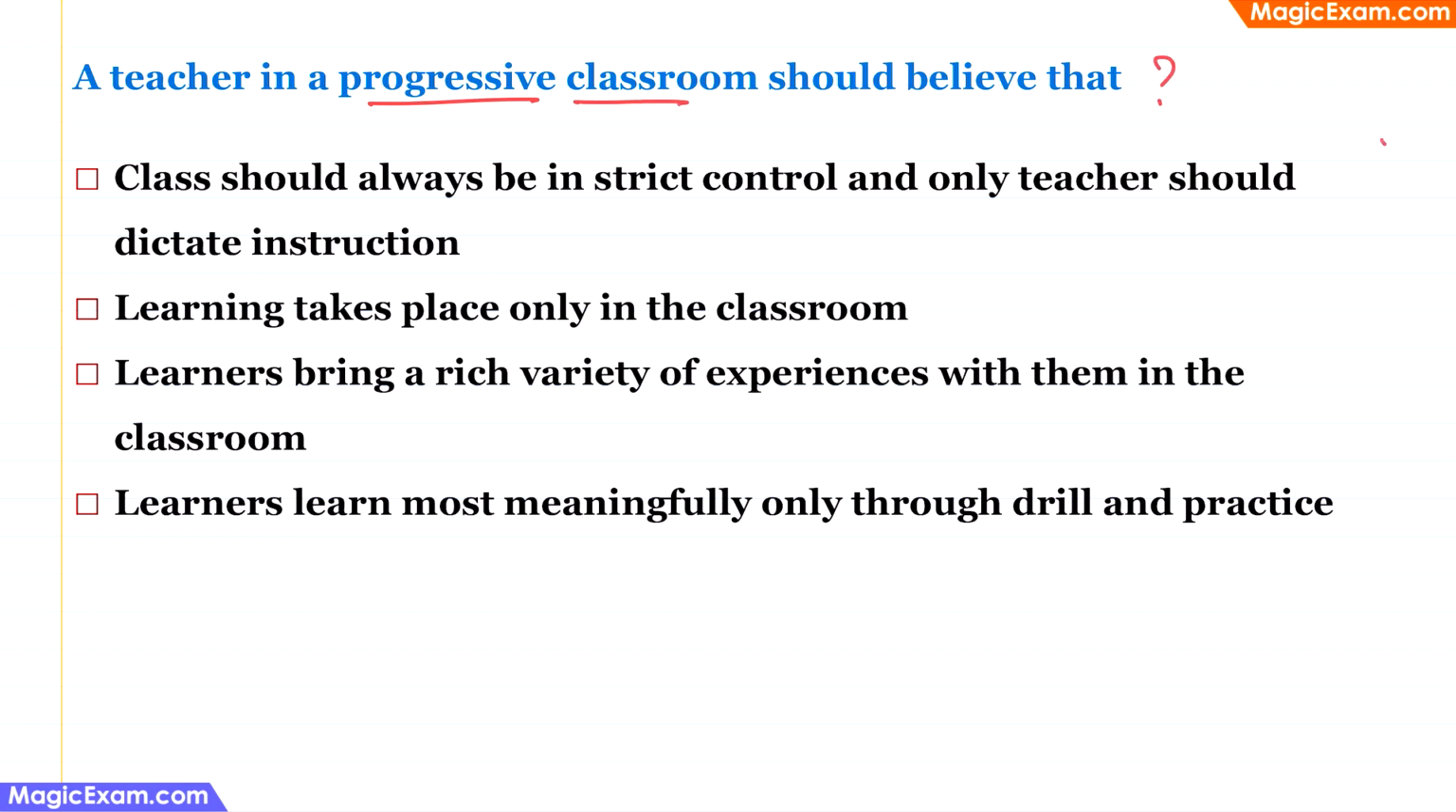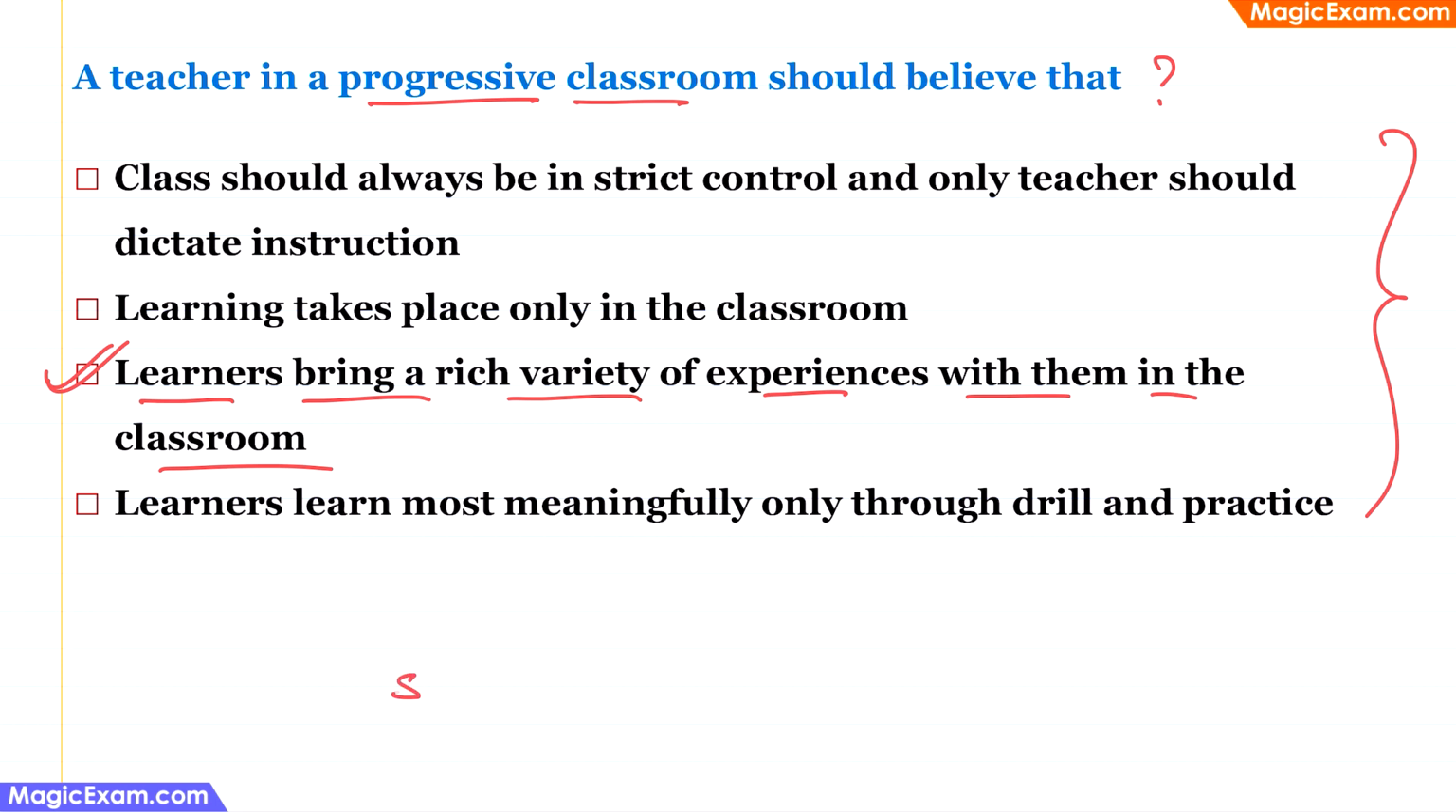Now, if you look at all the options, you'll see that the third option says that learners bring a rich variety of experiences with them in the classroom. And this is the correct answer to this question. Because this question may not be directly based on Lev Vygotsky's theories, but this can be answered completely by using his theories or concepts. Because what Lev Vygotsky says is that a lot of learning happens through social interactions, and here the interaction between the children is what should be encouraged, and children learn through a variety of sources.